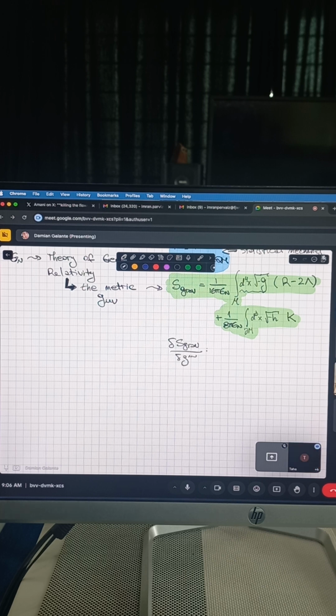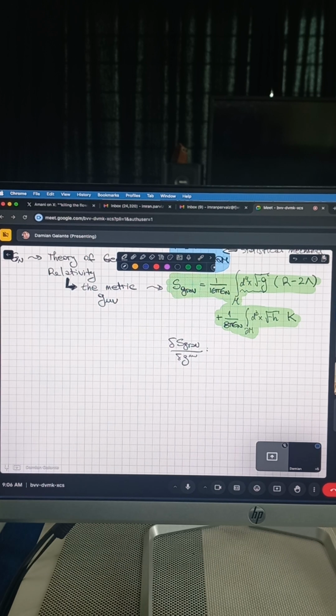Before you proceed, could you expand a little more on extrinsic curvature, like this K term? We know the Riemann tensor has a nice interpretation, but what is the interpretation for this extrinsic curvature? Yeah, I will talk about it in a little bit when we do the black hole.